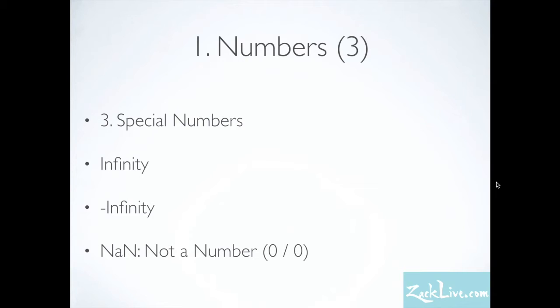Okay, there are 3 special numbers in JavaScript. The first one is infinity. The second one is negative infinity. And the last one is NaN, which means not a number. Like when you do 0 divided by 0, you will get a NaN.